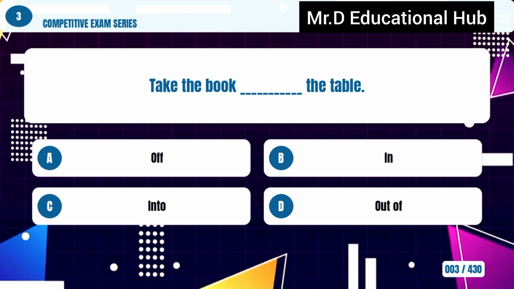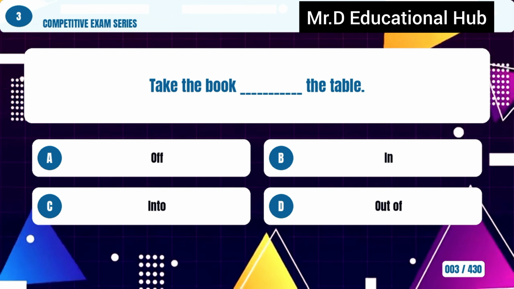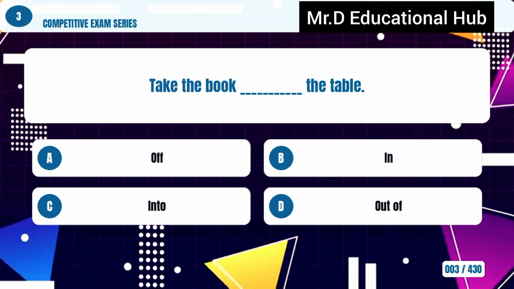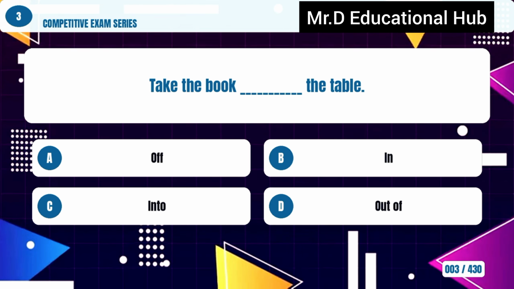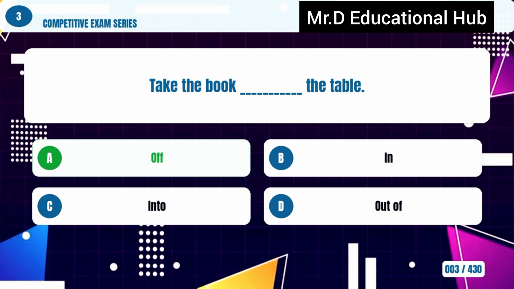Question: take the book blank the table. Option A, off. Option B, in. Option C, into. Option D, out of. Correct answer is option A.